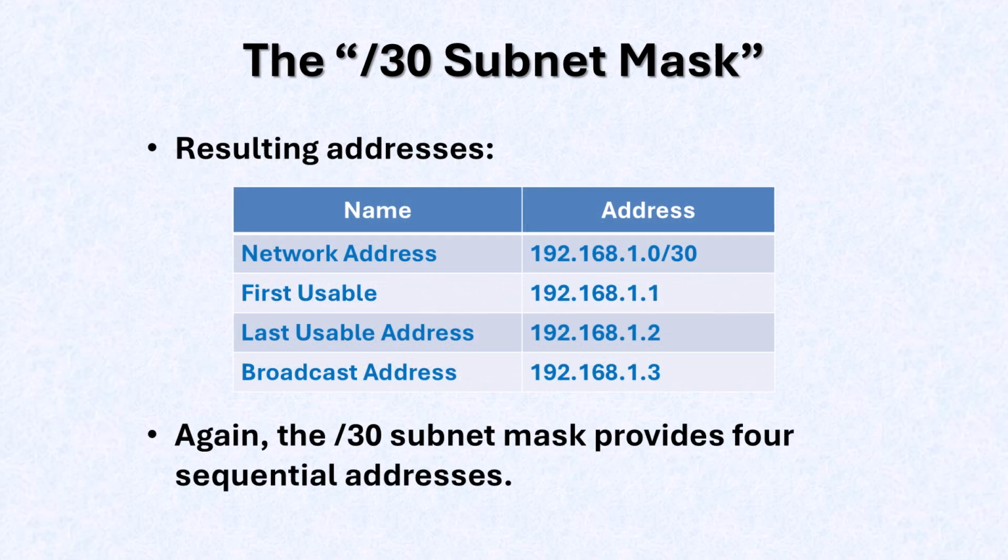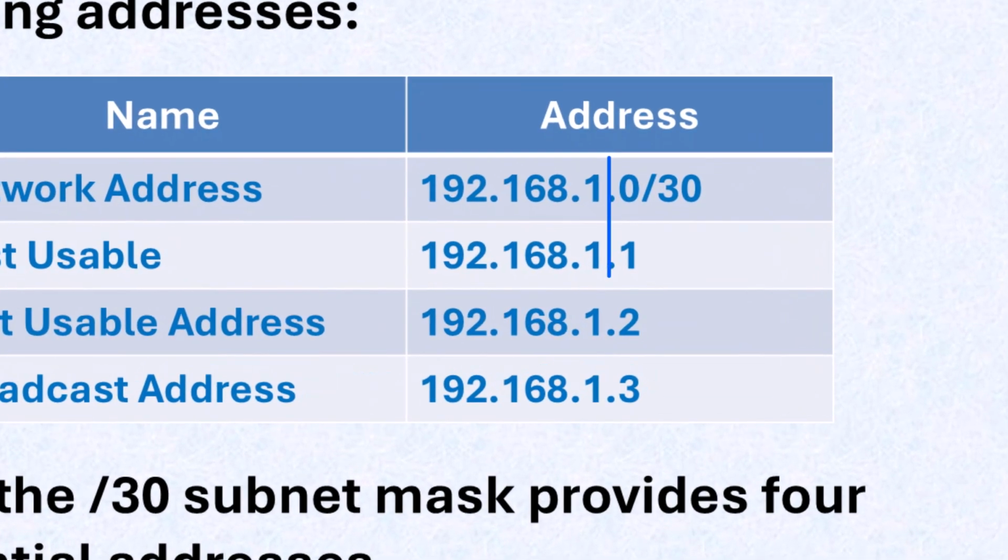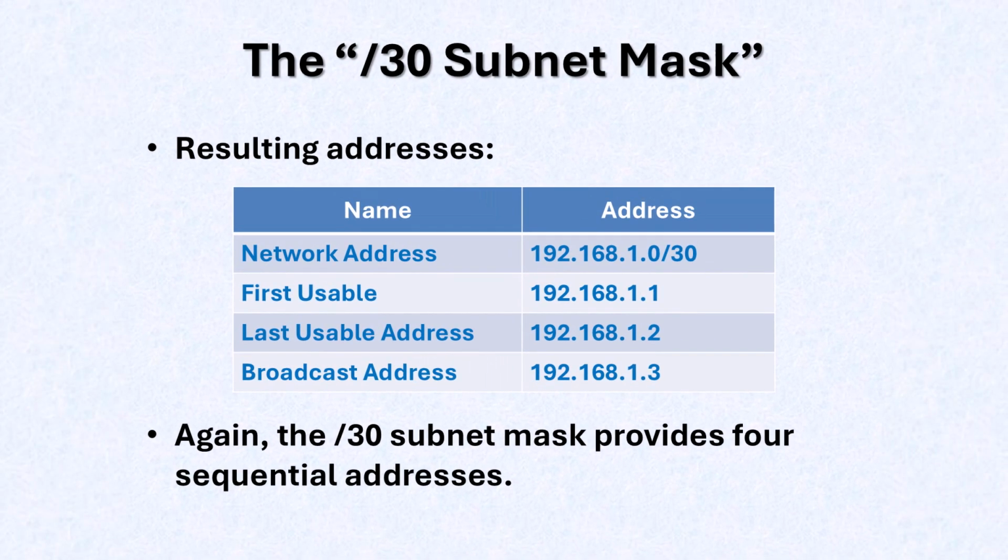Shown here are the 4 addresses for the first subnet, or network. Note how they are sequential, ranging from 0 to 3. For the second subnet, the range would be from 4 to 7.